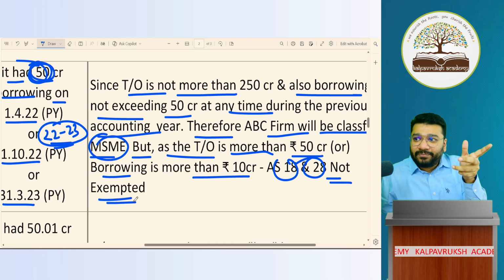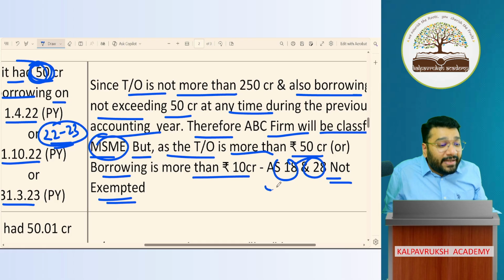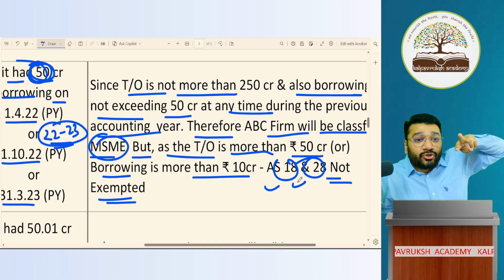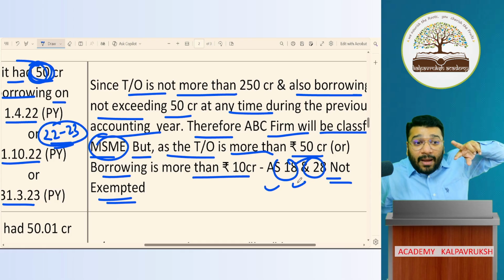MSMEs enjoy some exemption. To enjoy the exemption of AS 18 and AS 28, what is the condition? Turnover should be up to 50 crore. Borrowing should be up to 10 crore.